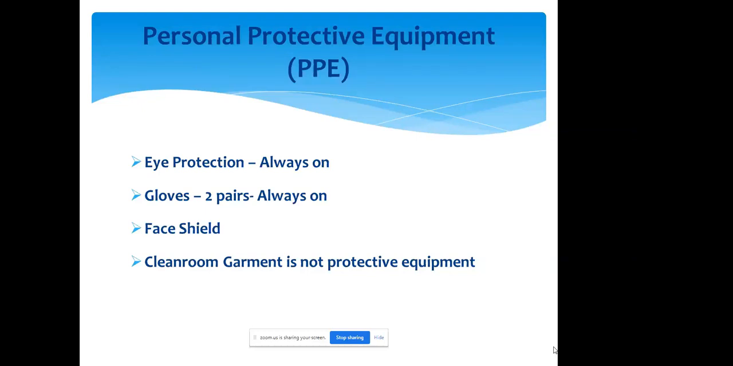So one of the things that you have to do while you're in the clean room is you have to have personal protective equipment on. Always, in our particular clean room, you always have safety glasses on. The only time that you would not have safety glasses on is if you are looking through a microscope. And as soon as you finish looking through the microscope, you put your safety glasses on. You always wear 2 pairs of gloves.